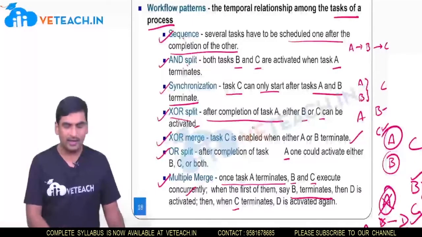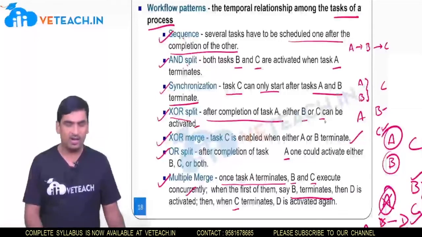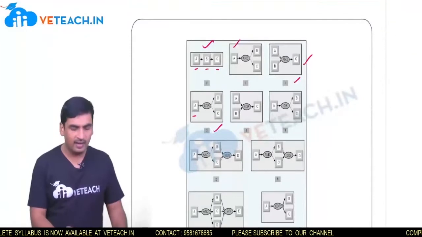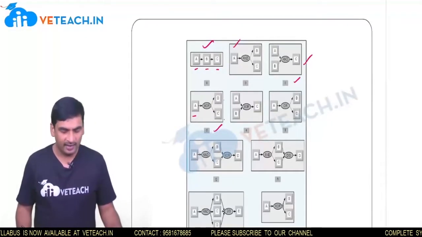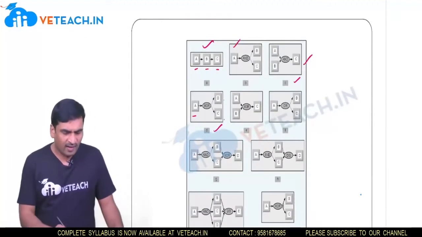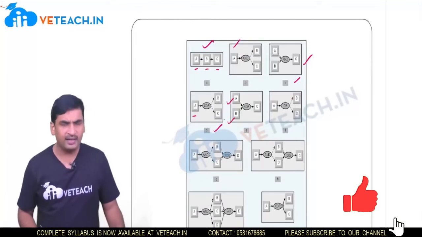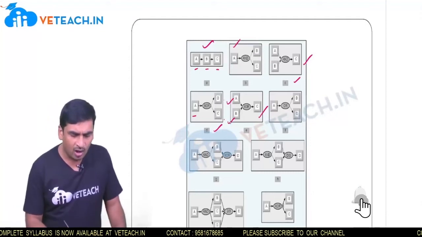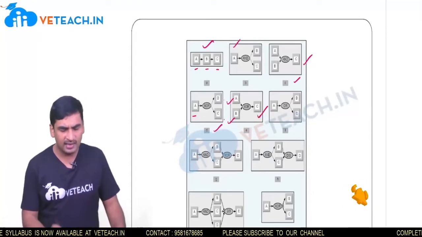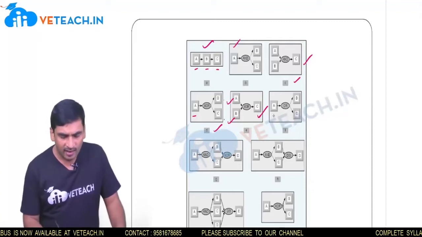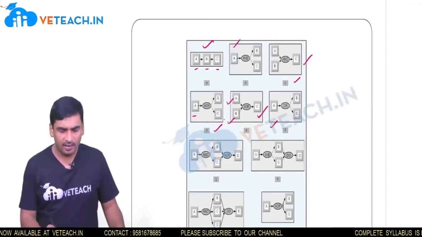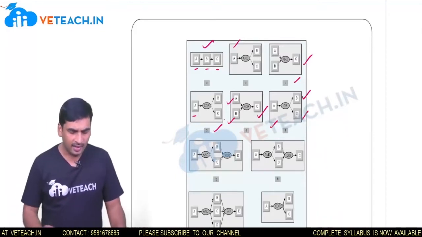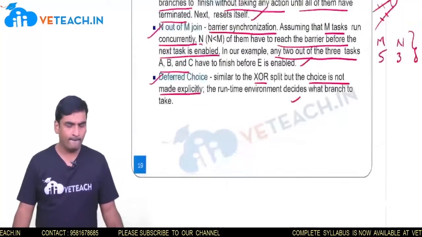XOR split. After the completion of A, either B or C can be activated. After the completion of A, either B or C gets activated. When either A or B gets terminated, C gets activated. And then A: when this gets terminated, B or C will get activated.